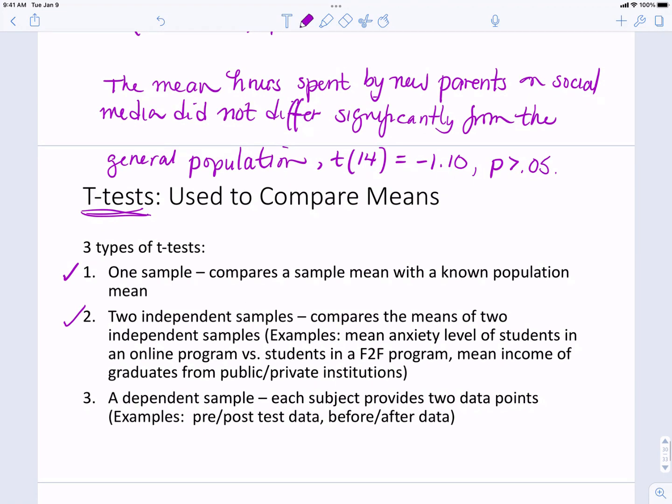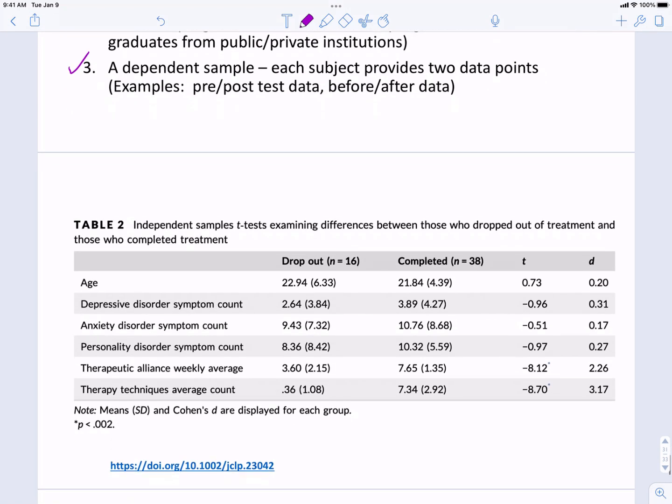And finally, there's a t-test for dependent samples. So in that model, each subject that you have in your study gives you 2 pieces of data. More often than not, it's pre-post data or before and after data. So there's 3 different kinds of t-tests.